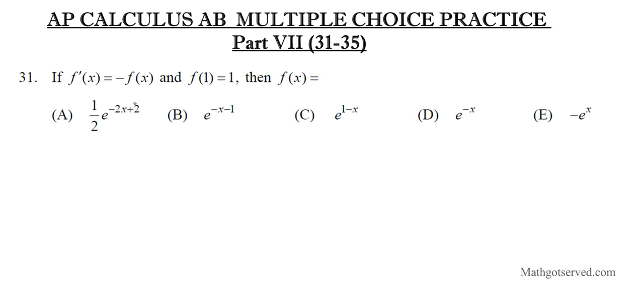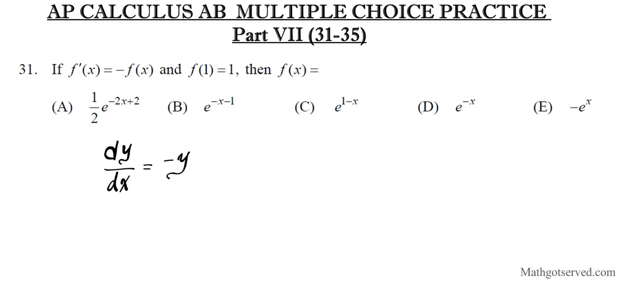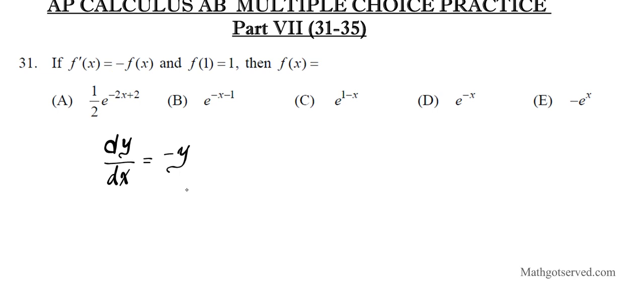So what I'm going to do is rewrite this differential equation using a much more convenient symbol. I'm going to write this as dy dx instead of f prime of x, dy dx equals, and then instead of f of x, negative y. So the goal is to separate the variables: x on the right, and y on the left. Integrate both sides so that I can get what y is.